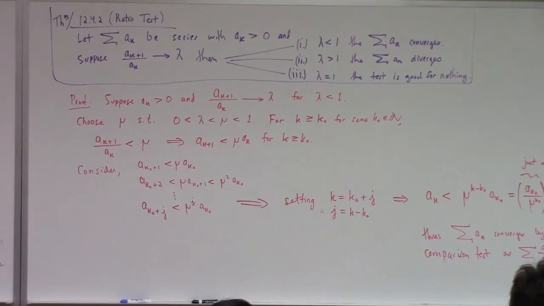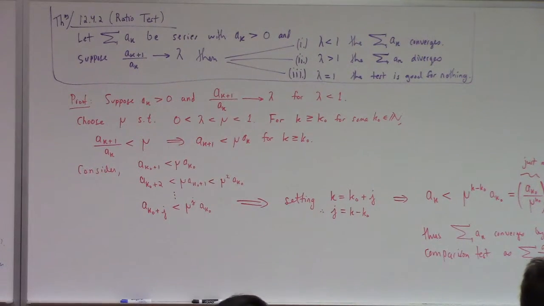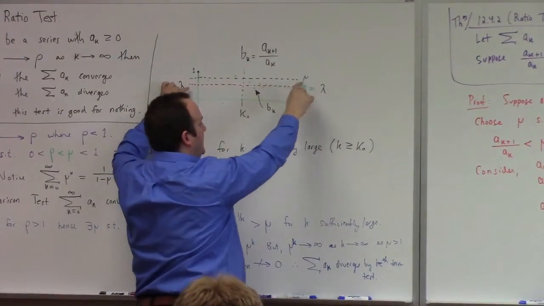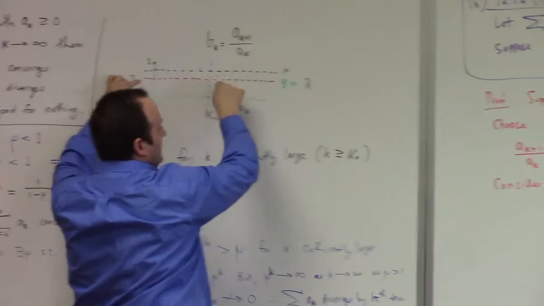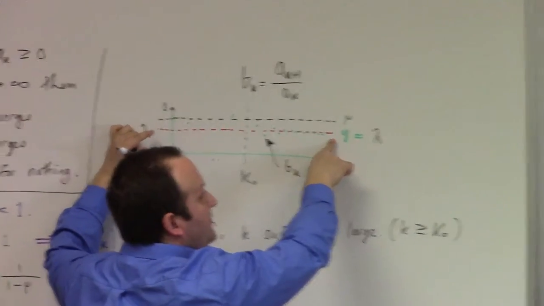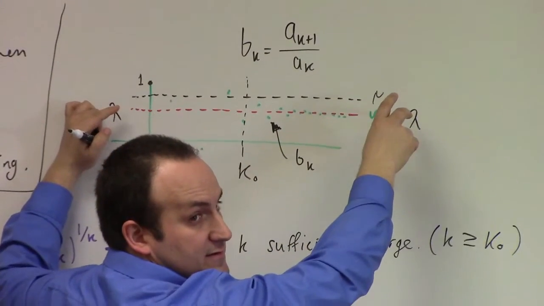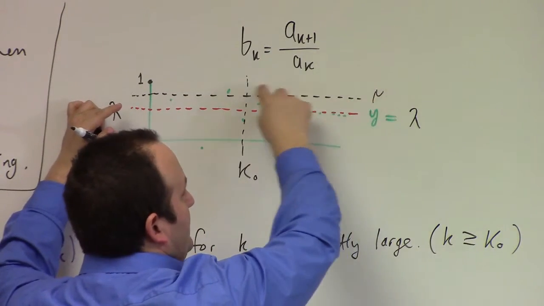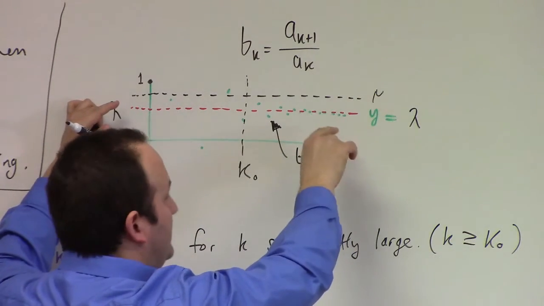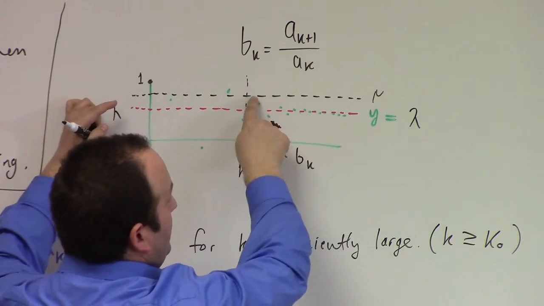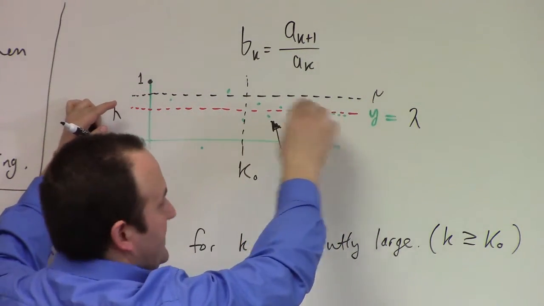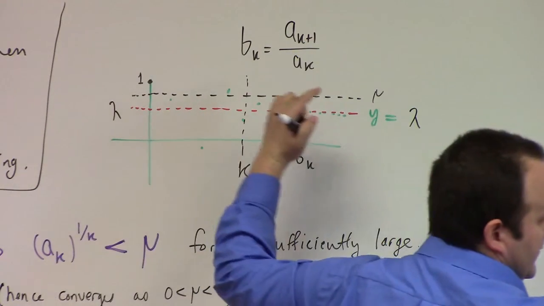No? Let me review. So do you see, first of all, we're assuming that the ratio goes to lambda. What that means is if you draw a picture of the sequence, it must be zooming in, getting closer and closer and closer to this value lambda, right? I've assumed that mu is a value larger than lambda. So there's like some finite distance between the dotted red line and the dotted black line. So if I go far enough out, it has to eventually be the case that all of the green dots are below the black line because they're getting close to the red line. But that's exactly the same as saying that a sub k plus 1 over a sub k is less than mu.